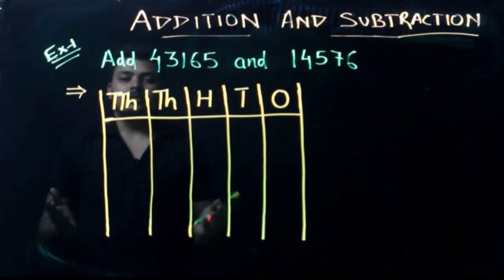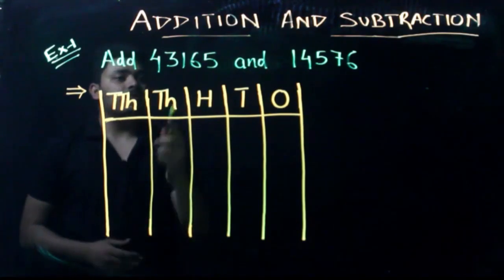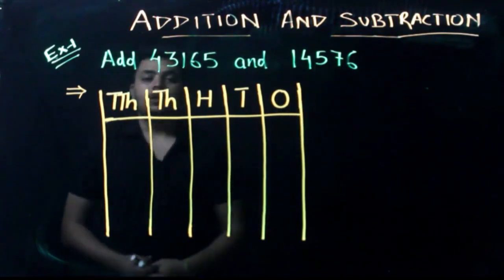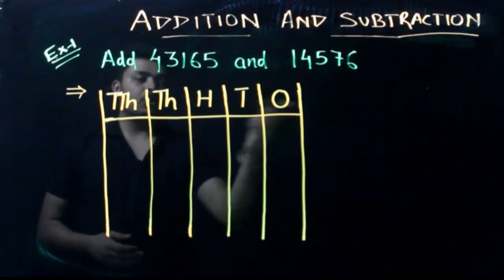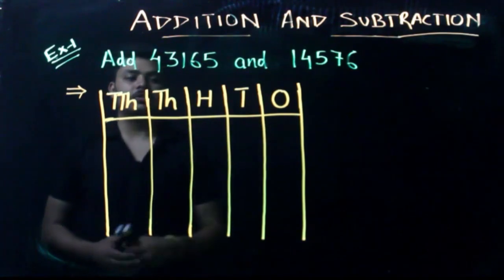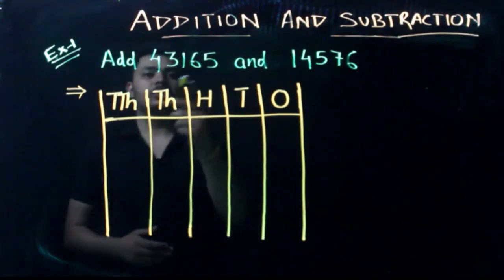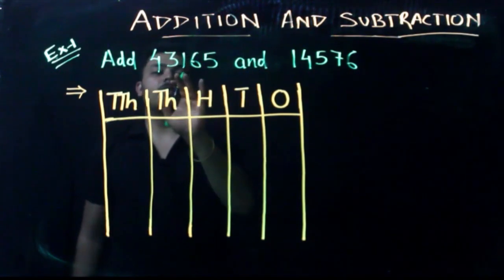So students, now let's look at example number 1. Add 43,165 and 14,576. So first of all, we need to place all the digits of both the numbers in the place value chart according to their place value column. So let's place the digits of our first number.